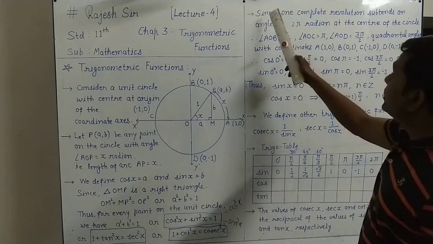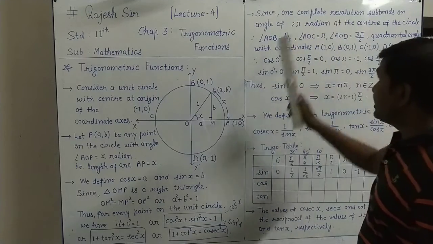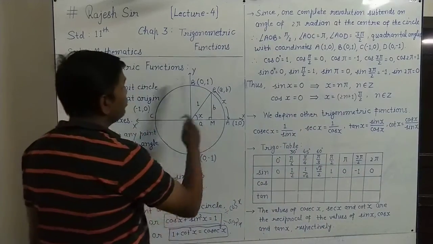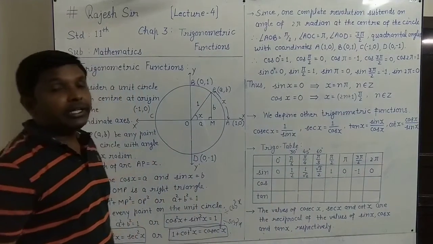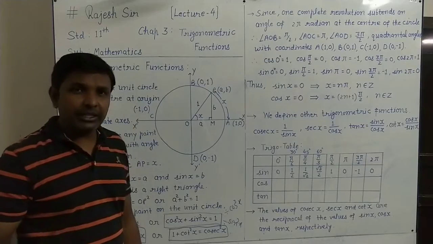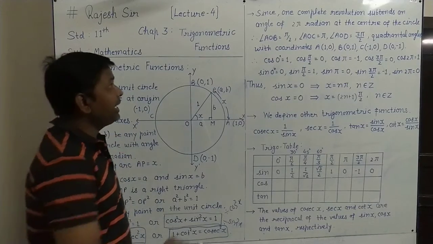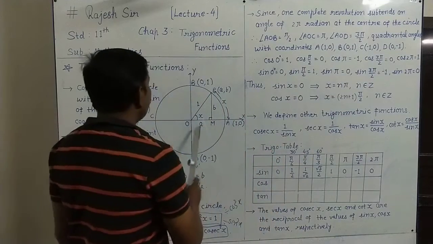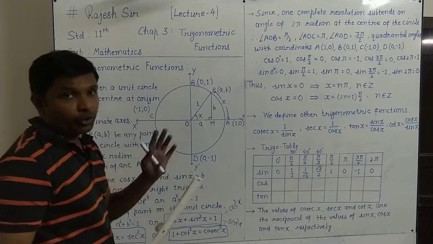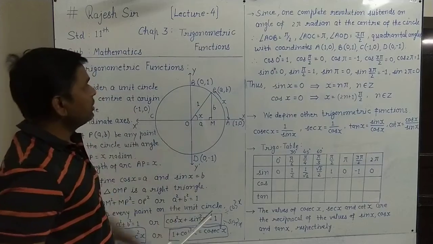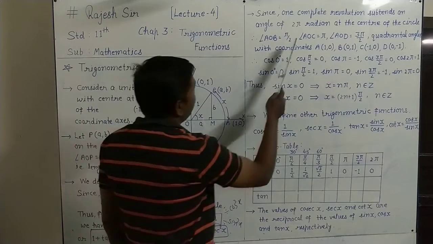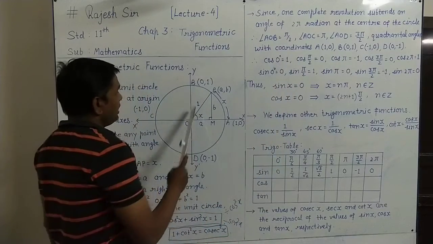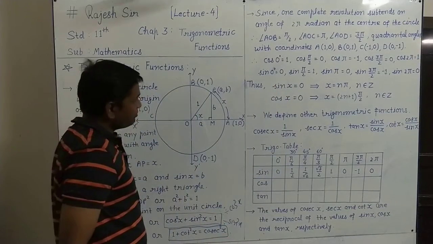Next, since one complete revolution subtends the angle of 2 pi, as we have seen in the last lectures also, if we do one complete revolution, in degrees it completes 360 degrees, and in radians it completes 2 pi radian at the center of the circle. So angle AOB is the fourth part of the whole revolution, so it will be the fourth part of 2 pi. 2 pi by 4 gives pi by 2. So this is the pi by 2 angle we are getting.